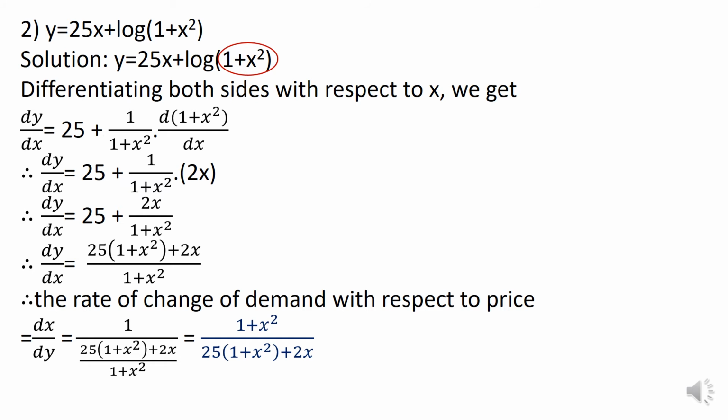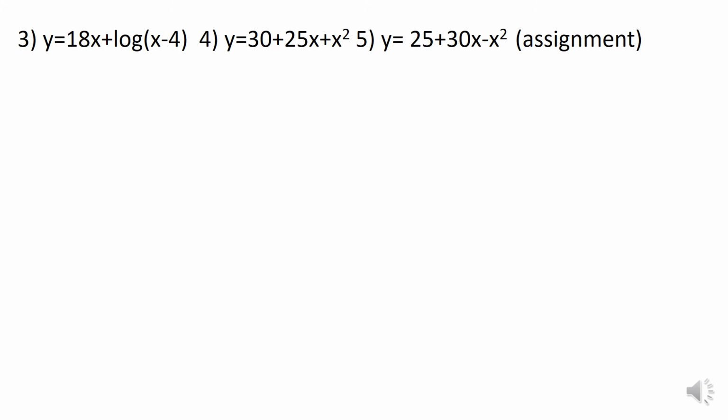That reciprocal is taken up actually. The denominator of the fraction is made the reciprocal in order to bring it up. And thus we get 1 plus x square upon 25 into 1 plus x square plus 2x as the answer over here. If you understand it, it becomes simple enough actually. Now these three sums can be done just like the previous sums as an assignment. Everywhere you have to find the rate of change.